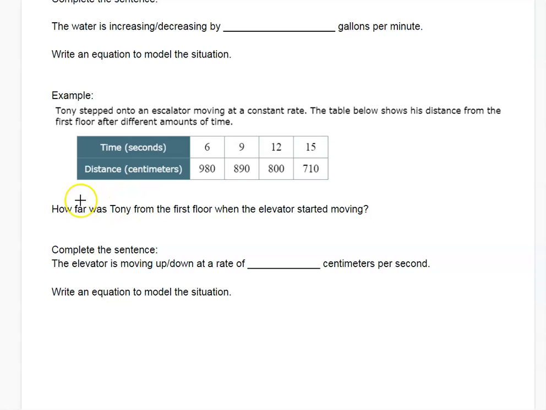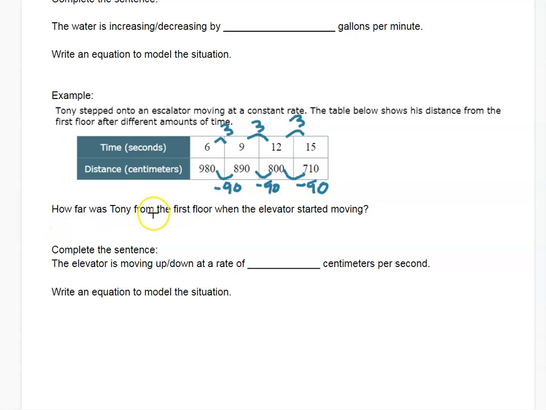So here we go. Times 6, 9, 12, 15. Distance 980, 890, 800, 710. So in this case, the time is going up by 3, 3 and 3. But the distance, in this case, isn't going up, it's going down, okay? It's going down 90, and down 90, and down 90.